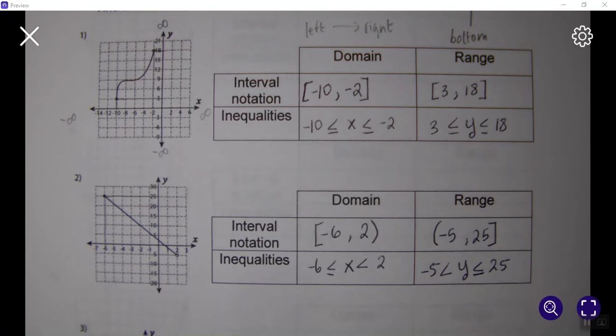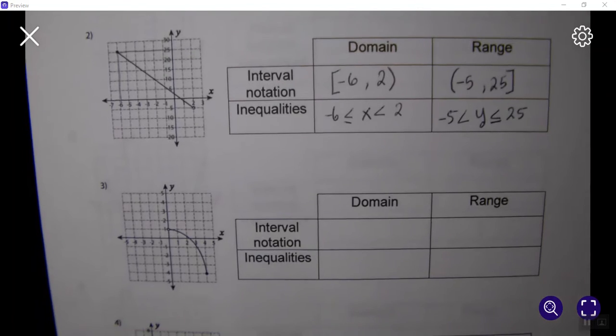Okay, let's try a few more examples here. So number 3.